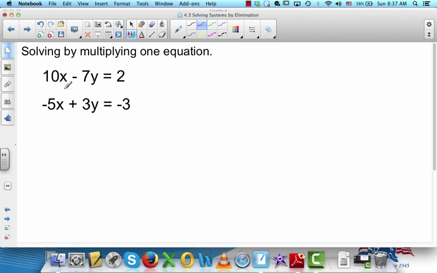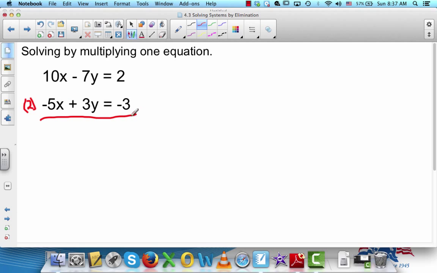What can we multiply one of these equations by so that we will have the same number with a variable in each equation? I believe you see it. We're going to multiply the second one by 2. That'll give us negative 10x, and the first one has a 10x also, and they would cancel each other out.